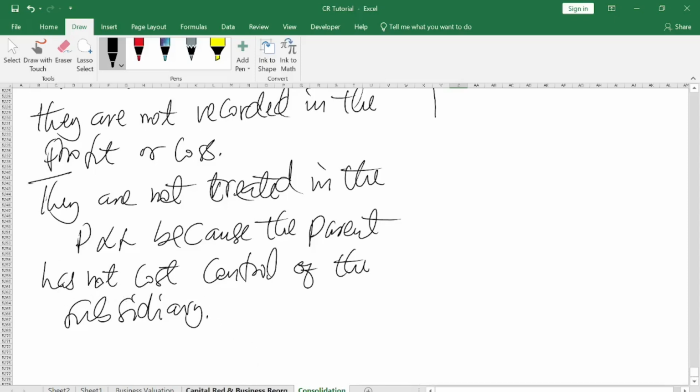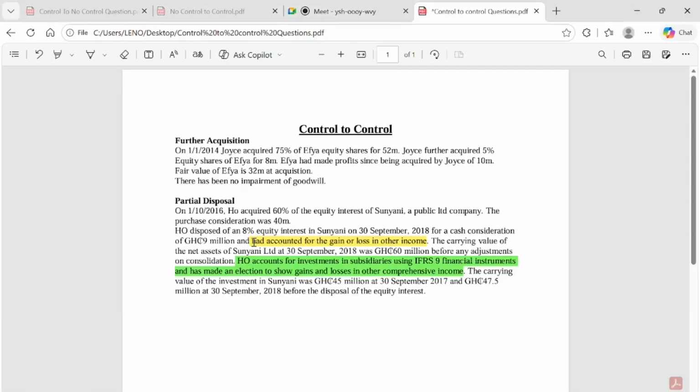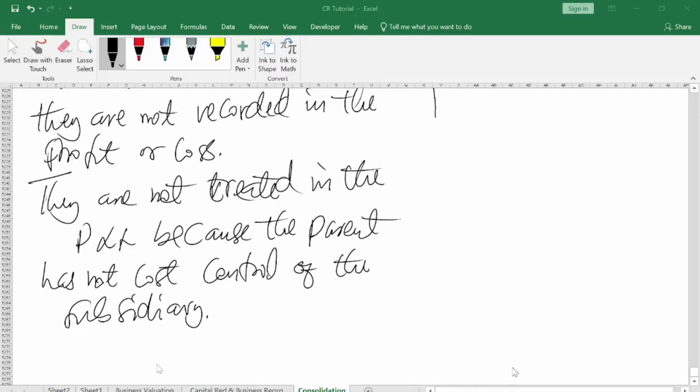So that's the reason why I said you should underline this statement: gain or loss accounted for in other income. Clearly, if the question looks like this, it means they have already treated the sale of that 8% in the profit and loss account. So when that happens, what do you do? If they have accounted for it, you don't just disclose it. You go and remove it from the P&L.